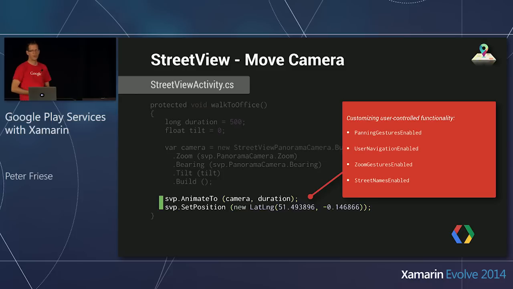There are a couple of other things that you can configure. So you can configure whether the user can move around in the Street View panorama, if they can navigate, if they can zoom, and also you can configure whether the street names are being displayed or not.